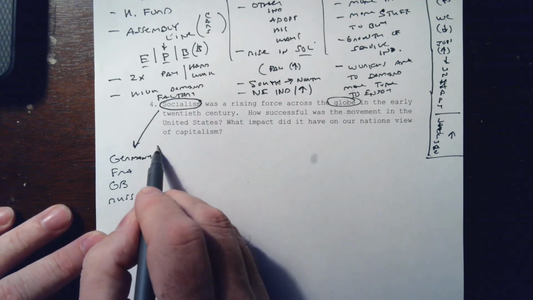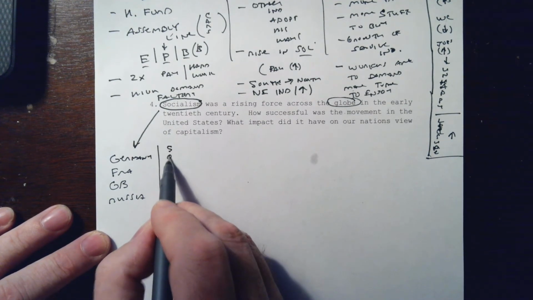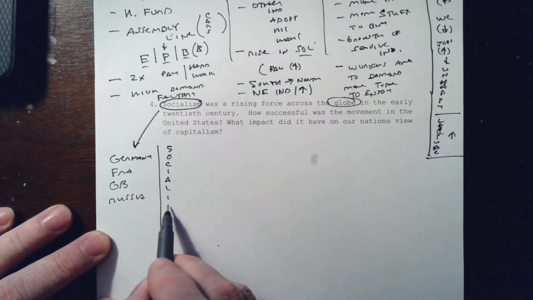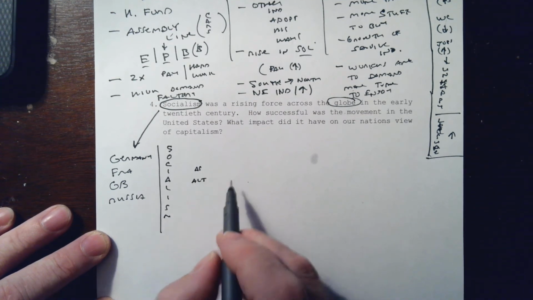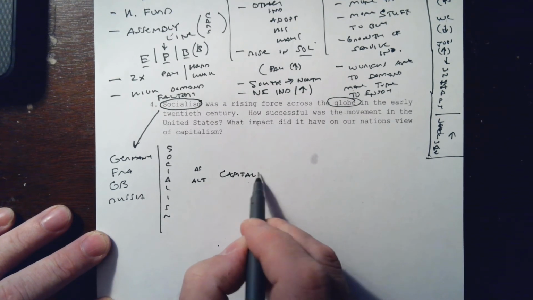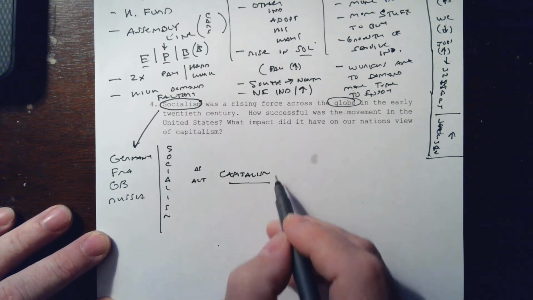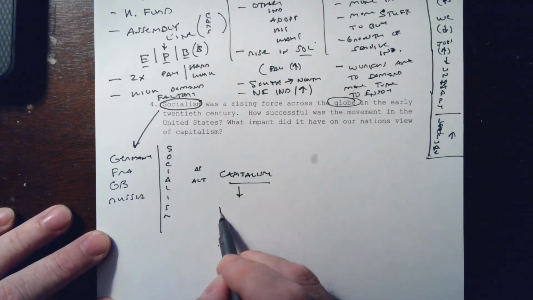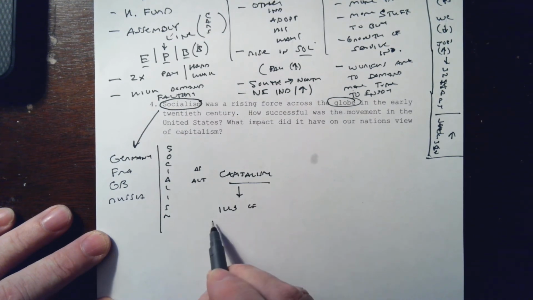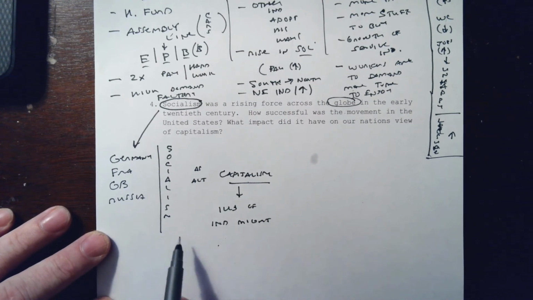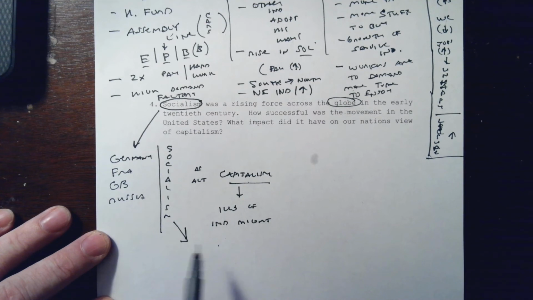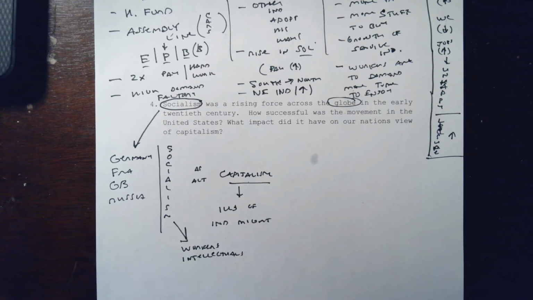And what it is, these countries are starting to take a look at socialism as an alternative to capitalism. And what this is, they're seeing the ills of the industrial might of these countries, and within these countries, people are reacting. And a lot of these socialists are workers. And they're also intellectuals as well that see the evil of capitalism.